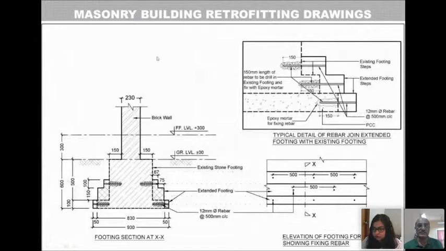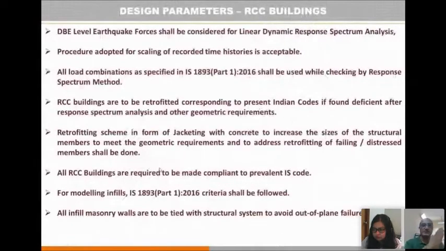Based on this, I have highlighted for the masonry buildings. When you are looking into the RCC buildings, in this case you have to follow these steps.